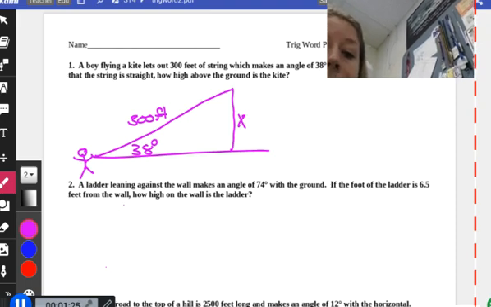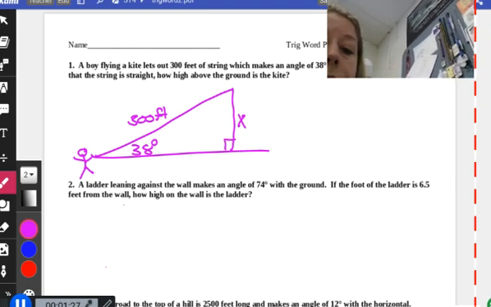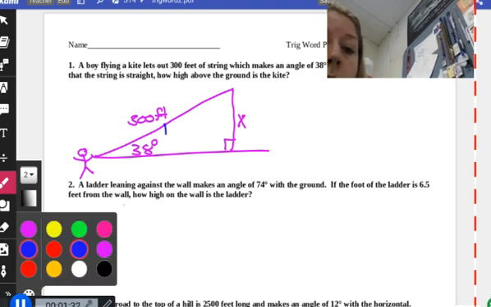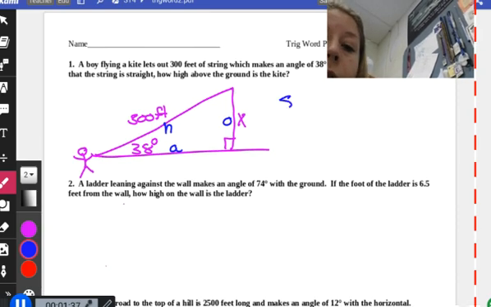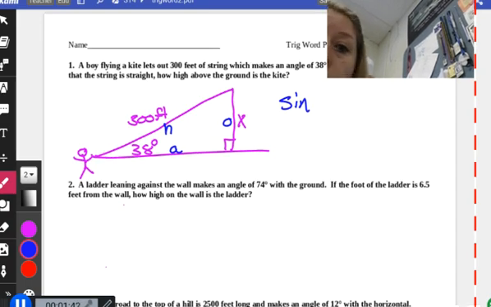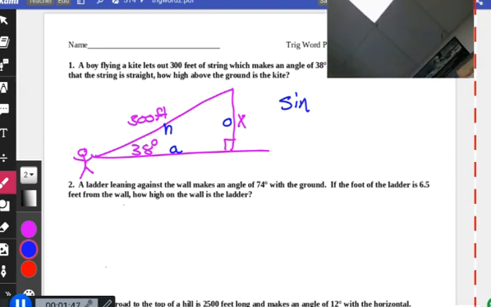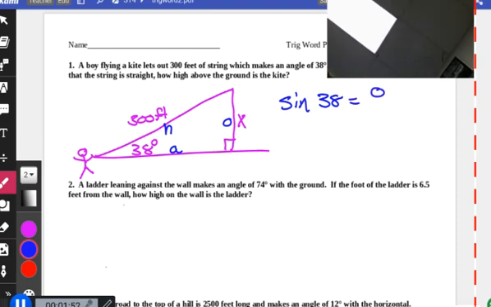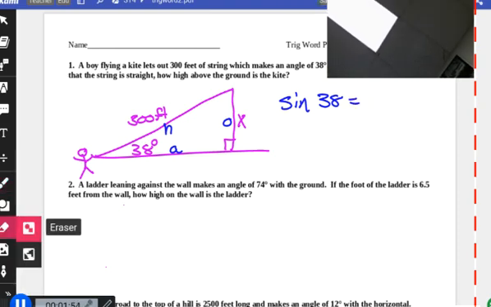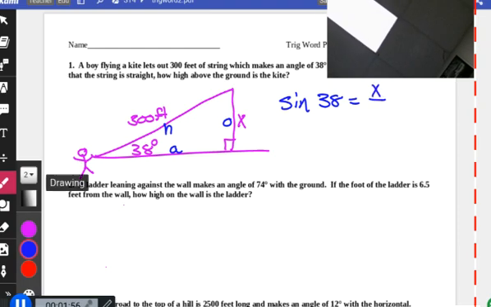So our triangle looks like this. If we have this, we have hypotenuse, adjacent, opposite. We're trying to find the opposite side. So we're going to use sine, because we have opposite and hypotenuse. This is regular trig, not inverse. So sine of the angle measure, sine of theta equals opposite over hypotenuse, which is x over 300.